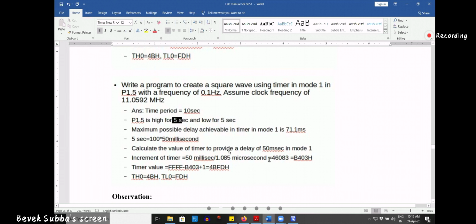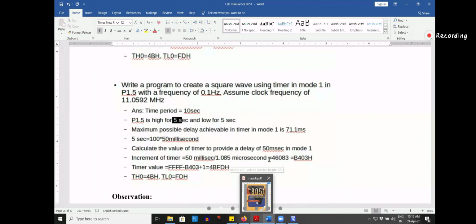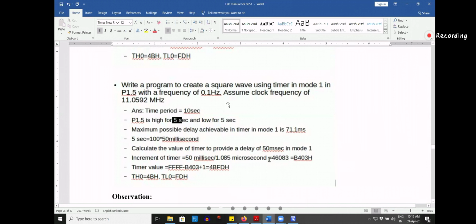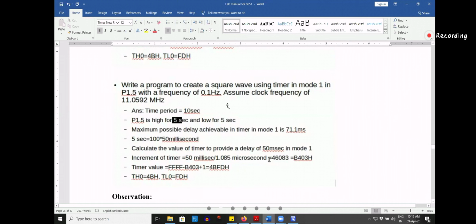Calculate the value of timer to provide a delay of 50 millisecond. Then 50 millisecond divided by 1.0854603, then again we'll do that value. Wait, I think there is a mistake here somewhere.